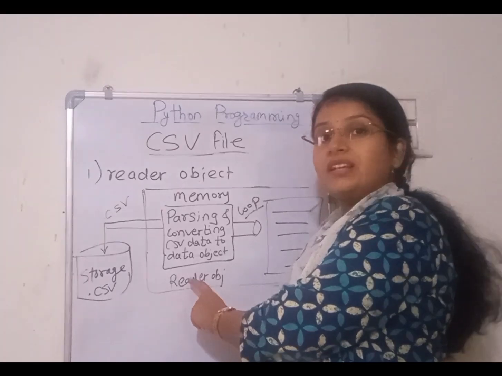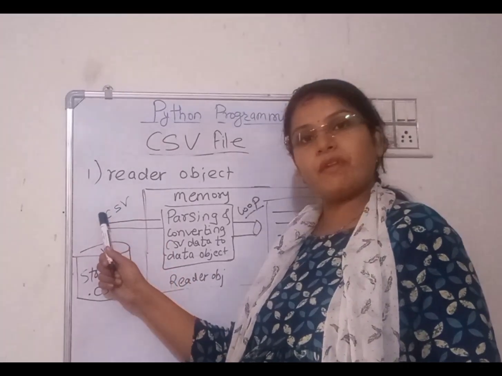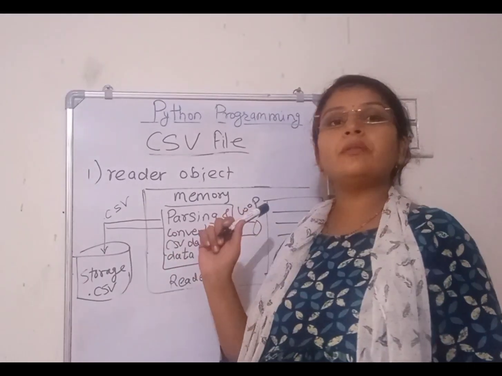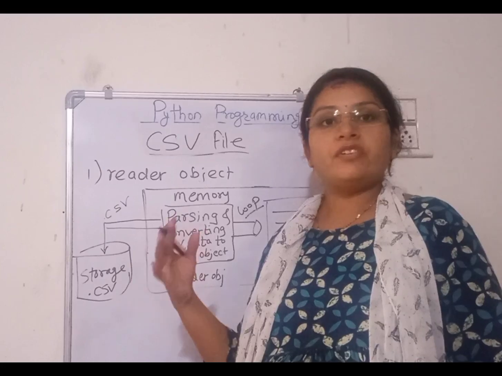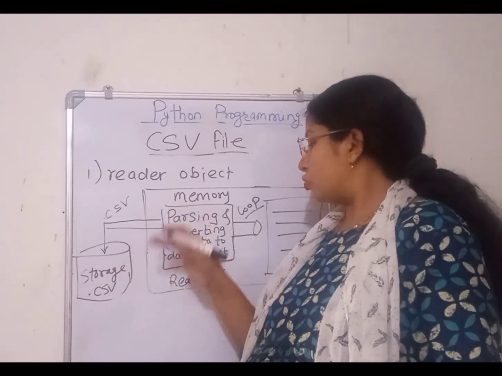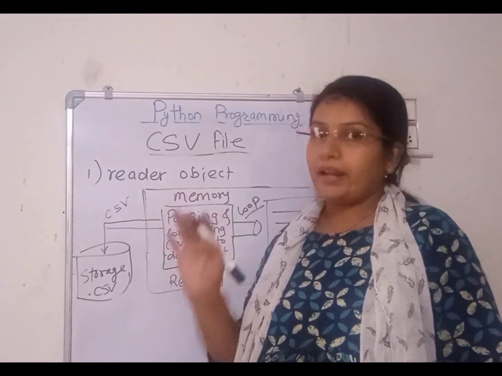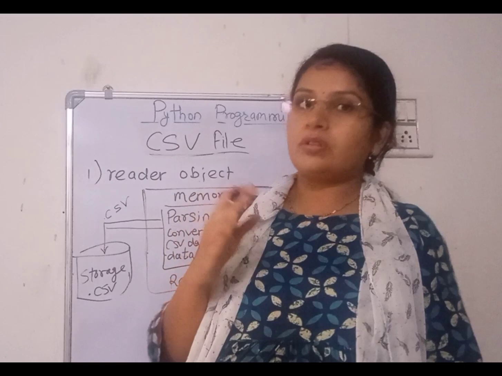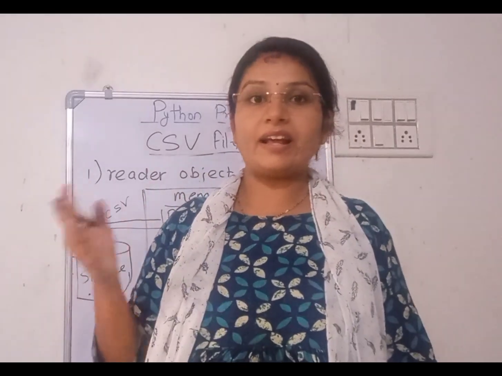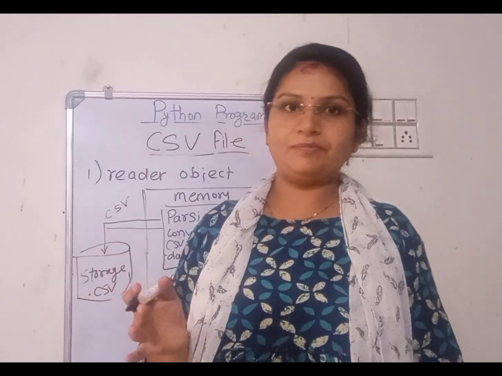This reader object is extra here because you need to convert the CSV values to normal data objects, normal values which are in readable form. So this is the reader object, this is extra which you need to implement in the Python program. Now we will see the syntax and example of how to create the reader object in a CSV file.